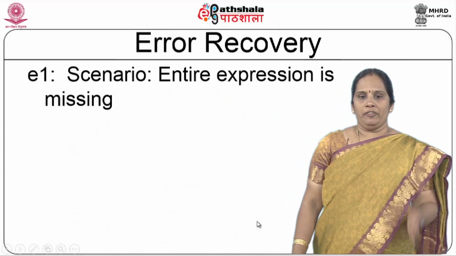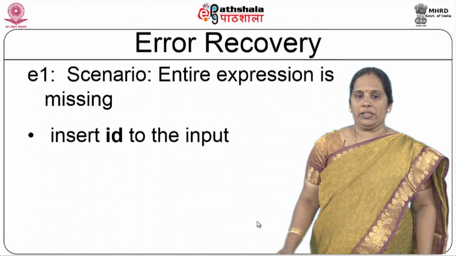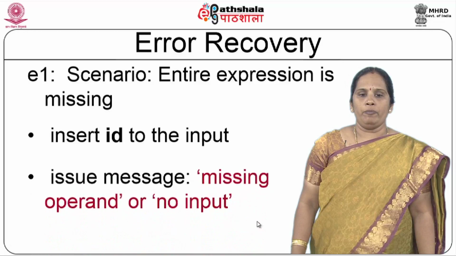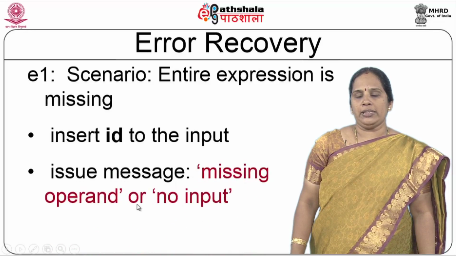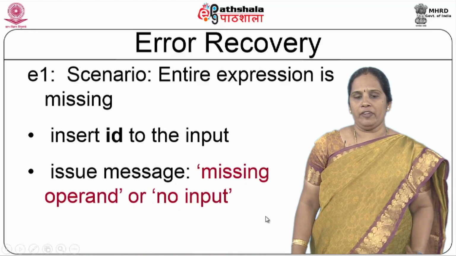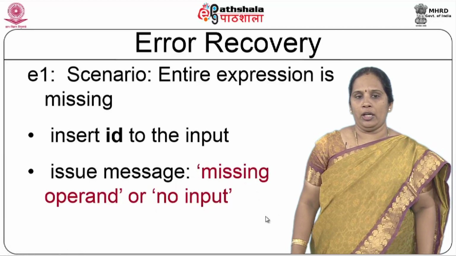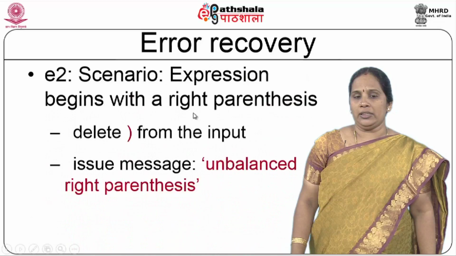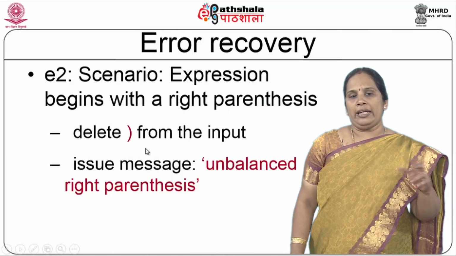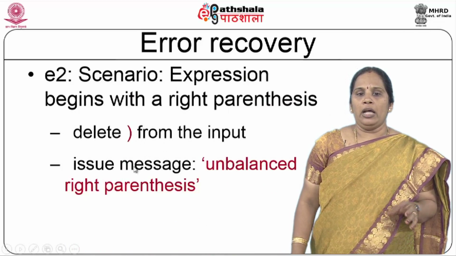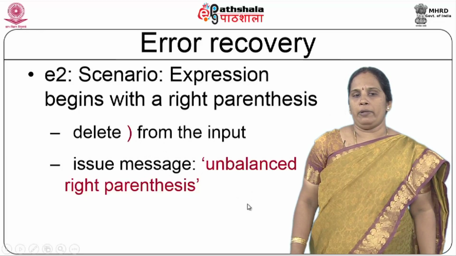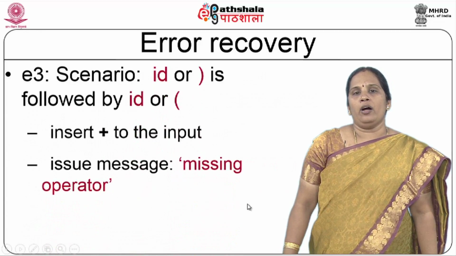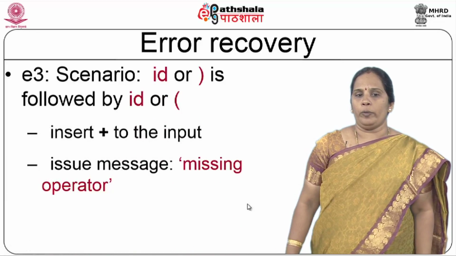So, the first scenario is that the entire expression is missing. How do I recover? Insert ID into the input and issue a message: missing operand or no input. That is the first scenario, the dollar and dollar situation. The next scenario is that the expression begins with the right parenthesis. Therefore, you delete the close parenthesis from the input and issue the message unbalanced right parenthesis.